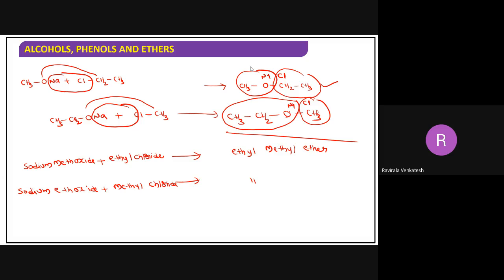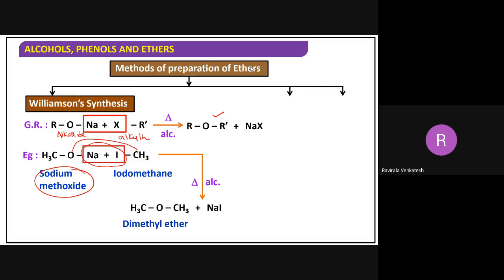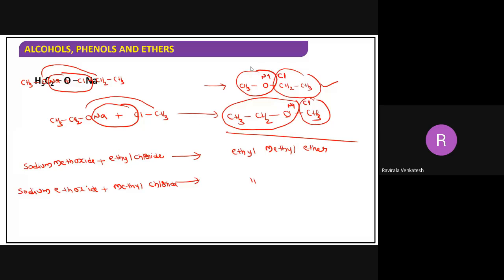But the main thing is what reactants we are taking: sodium alkoxides and alkyl halides. So what is the Williamson synthesis reaction? The reaction in which sodium or potassium alkoxide reacts with alkyl halides to give ethers is called the Williamson synthesis reaction. You can write any reaction like this.